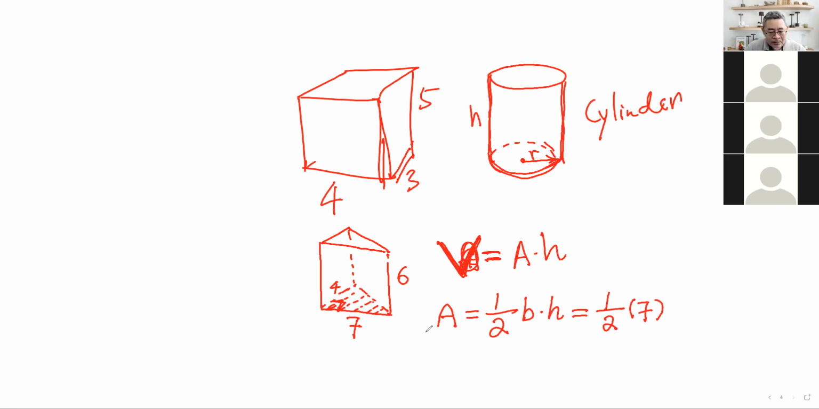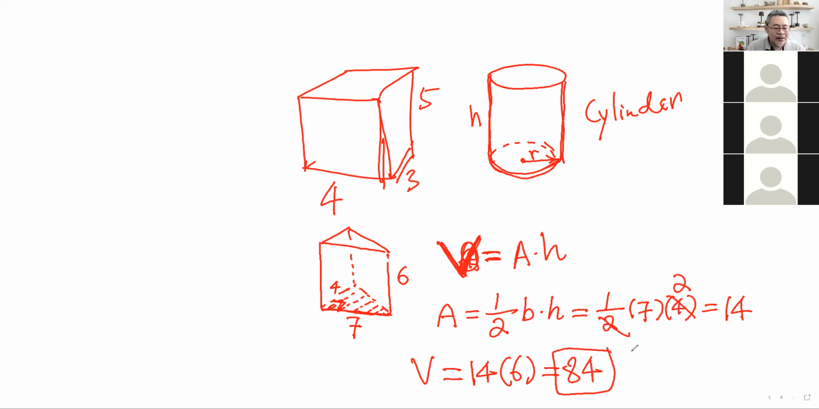Okay, so half base times height. We know the base here is 7 and our height is 4. So half times 7 times 4 gives us 14. Now the volume is the area, which is 14, times the height. The height is 6, so therefore we got 84. And that's our volume. Okay, are we good here?